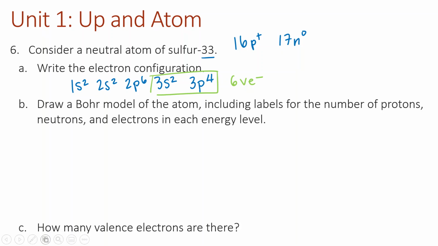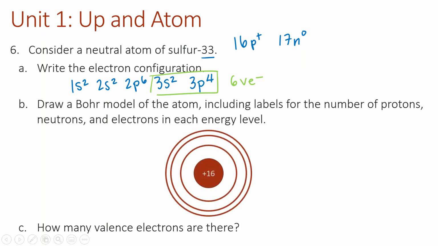So we want to draw a Bohr model of the atom, including labels for the number of protons, neutrons, and electrons in each energy level. So I know from my configuration that I have 3 energy levels. My first energy level has 2 electrons in it. That's my 1s2 energy level. My next energy level has a total of 8 electrons. 2 of them are in S and 6 of them are in P.